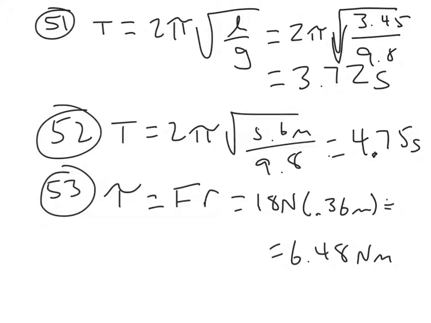53 is a torque problem. Remember, torque is simply force times radius, or force times the length of whatever you're using, a shovel or a wrench or what have you. There's an 18 Newton force applied to the edge of a wrench that is 0.36 meters long, and we have a torque of 6.48 Newton meters.